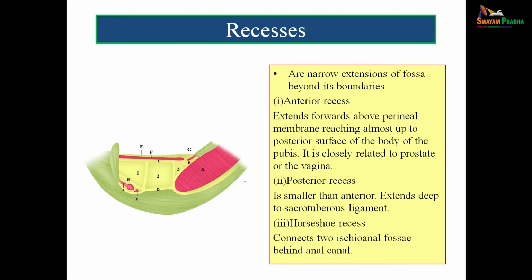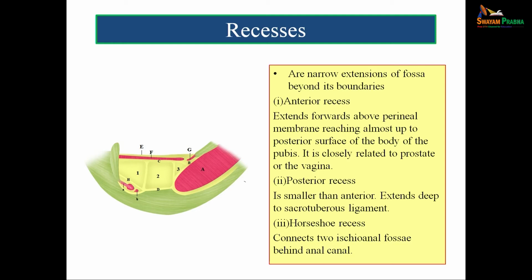They represent the anterior recess and the posterior recess of the ischioanal fossa. Now, the anterior recess lies in relation to the pubis. If I describe it, the anterior recess extends forwards above the perineal membrane, reaching almost up to the posterior surface of the body of the pubis. You see in the diagram also that in front of 1 you have the pubic area. This anterior recess is very closely related to the prostate in males or the vagina in females.